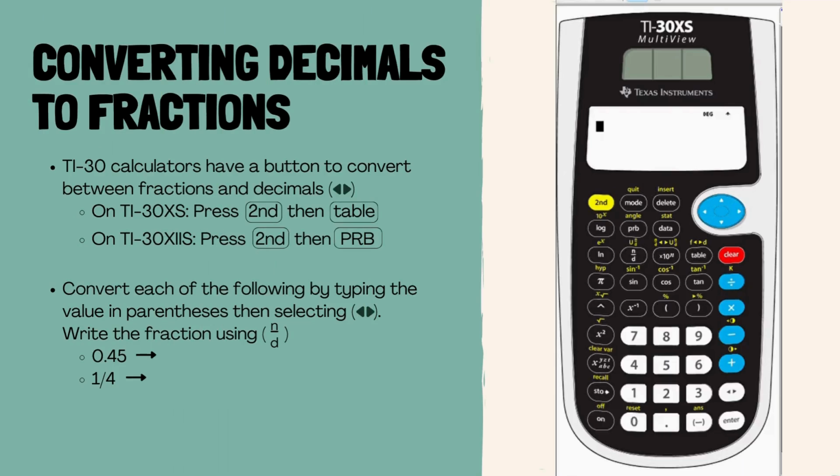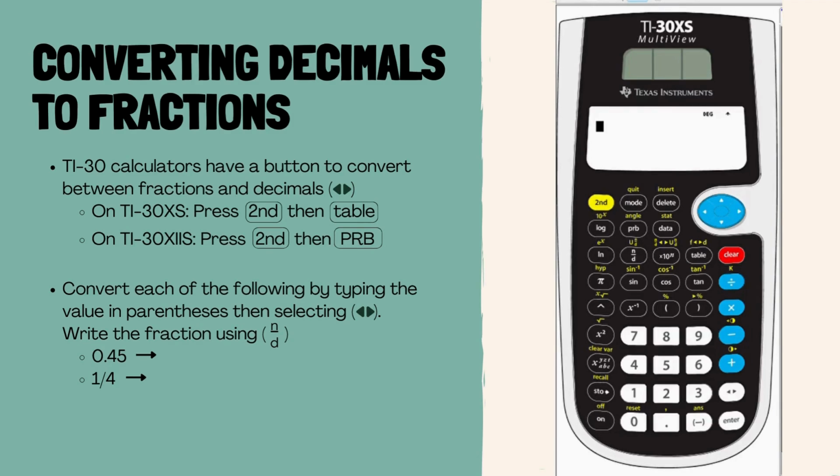The cool function of your calculator is that it can convert decimals to fractions and fractions to decimals. My calculator specifically has 2. I'm not too sure if the TI-30X IIS has them as well, but on that one specifically, you can press the second button and then PRB. On mine, there's 2, and I'll show you both. And that's the TI-30XS.